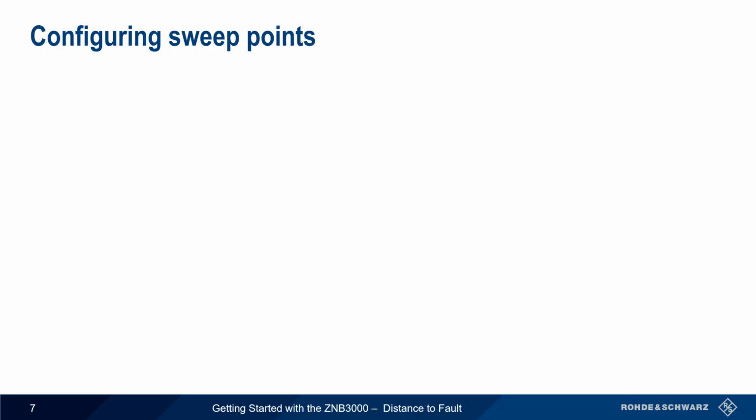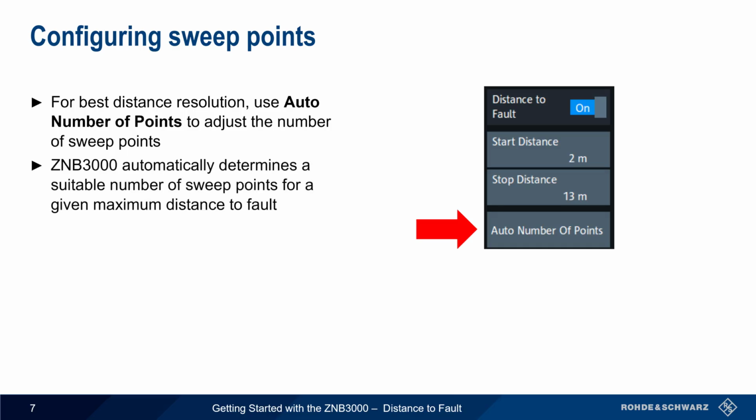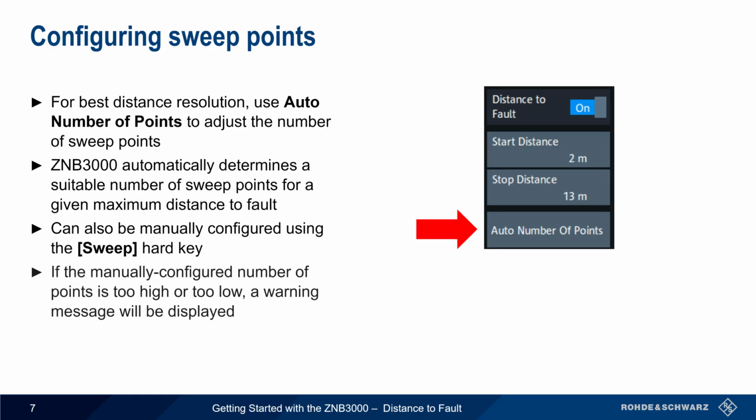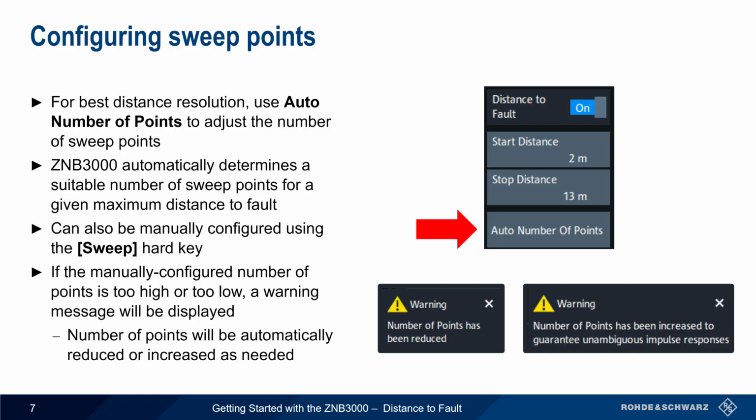Next, let's discuss sweep points. The auto number of sweep points can be used to obtain the best distance resolution. This function automatically determines the proper number of sweep points to use for a given user-entered maximum distance default. It's possible to manually configure the number of sweep points using the sweep hard key, but if the manually configured number of points is too high or too low, the ZNB will display a warning message and will automatically reduce or increase the number of sweep points as needed.